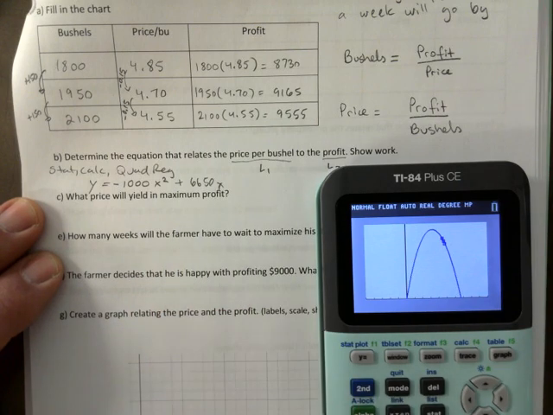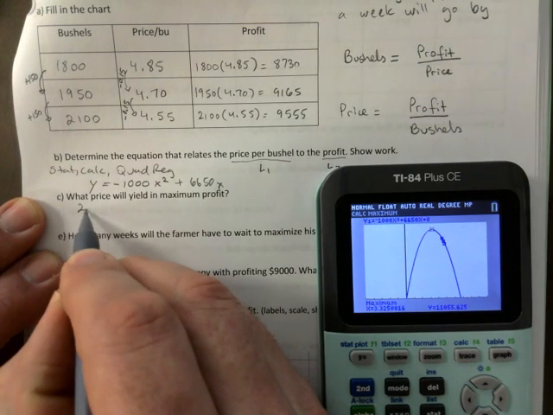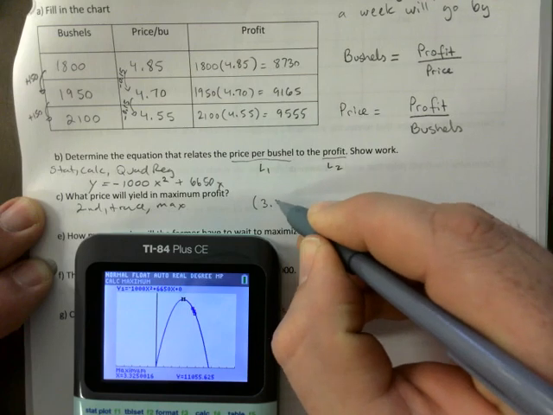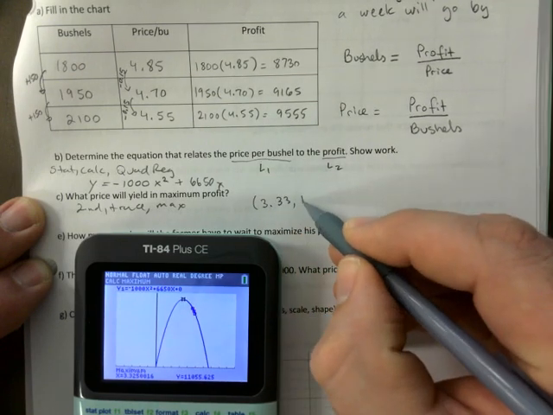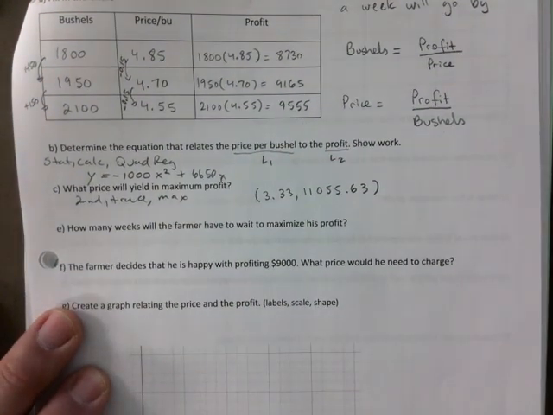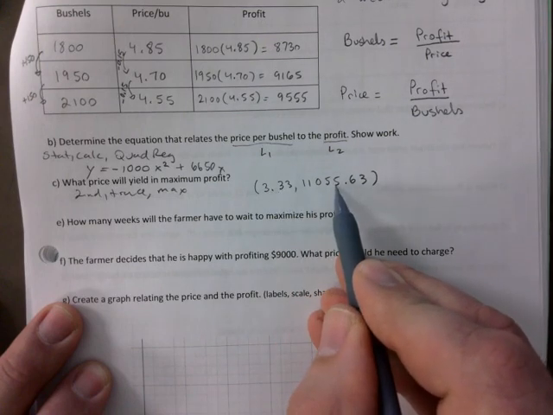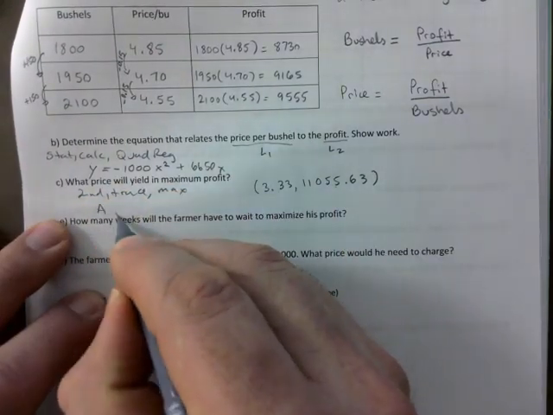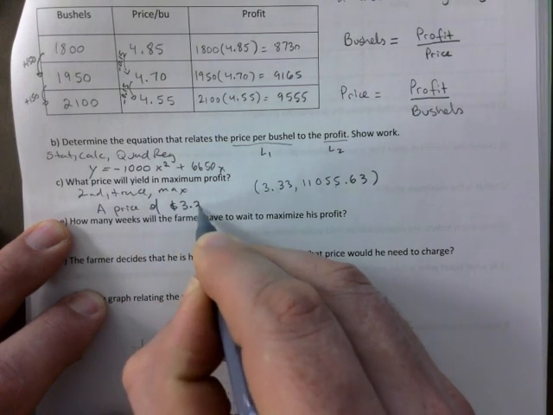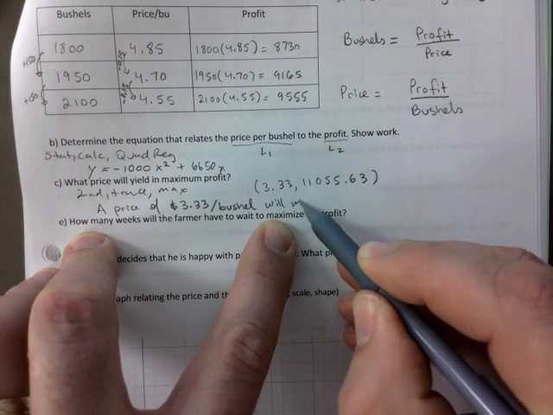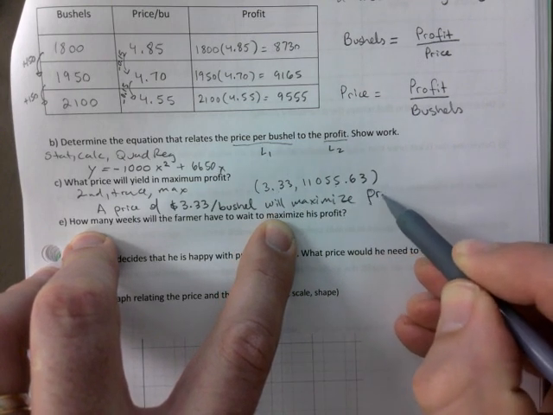So what price will yield the maximum profit? Second trace 4, right, for the max. Hit enter, enter. So second trace max. And so I write down the coordinate because I might need that number later on, the vertex itself. Okay, I'll write that down. And this is the price per bushel. This would be the profit, the maximum profit I can possibly make, right? So what price? We're interested in this, right? A price of $3.33 per bushel, right? Will maximize profit.